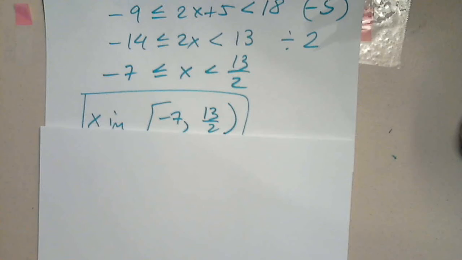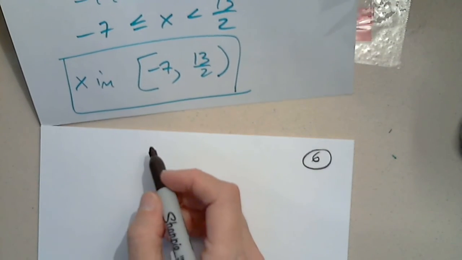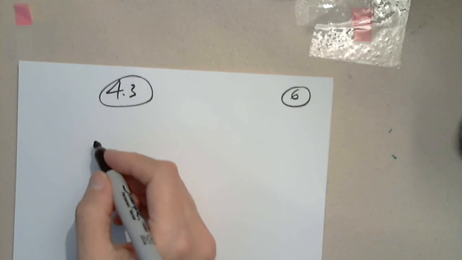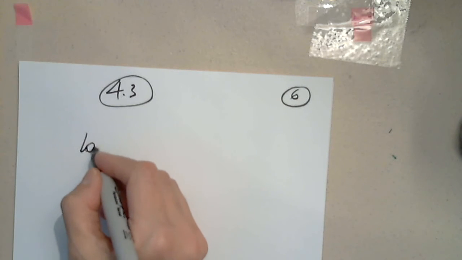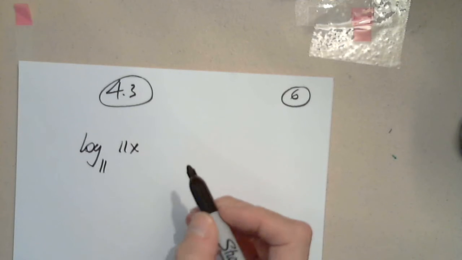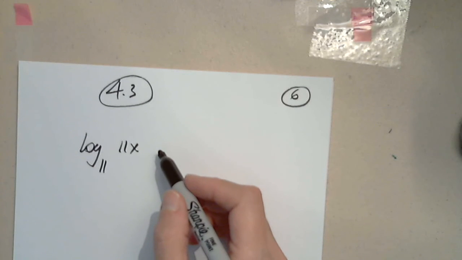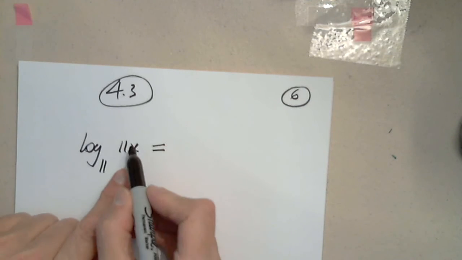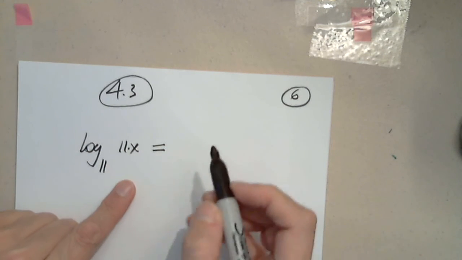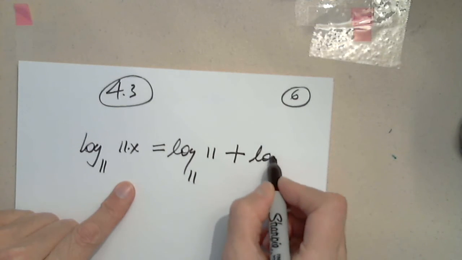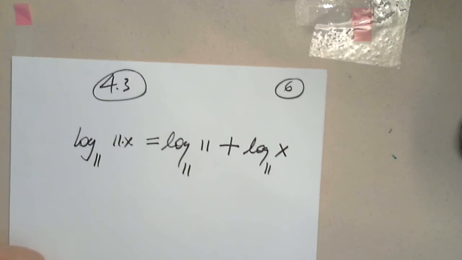I just don't understand why the answer is what it is. So the problem is from 4.3. It is log base 11 of 11x, and it wants us to expand using properties of logarithms. Right, so this is a product. So then this becomes log 11 of 11 plus log 11 of x. Is that correct?